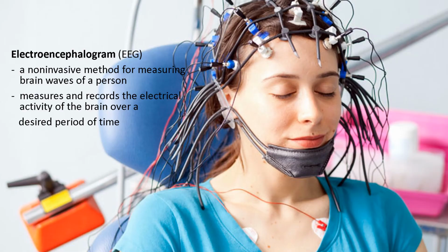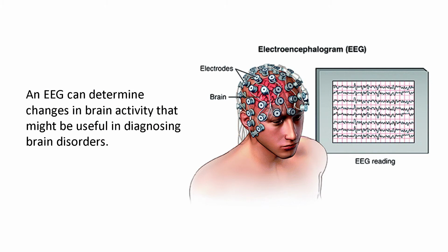The last recording device is the electroencephalogram. Electroencephalogram, or EEG, is a non-invasive method for measuring brain waves of a person. It measures and records the electrical activity of the brain over a desired period of time. EEG can determine changes in brain activity that might be useful in diagnosing brain disorders.